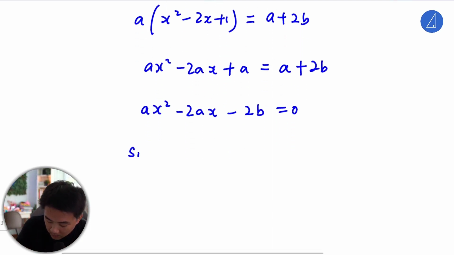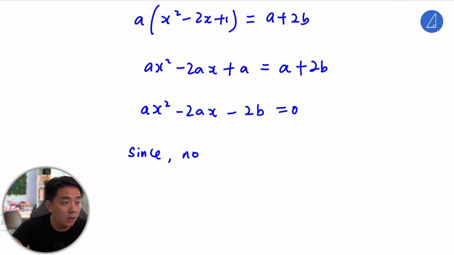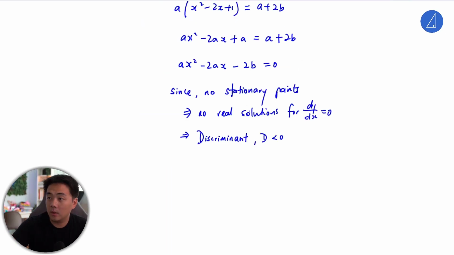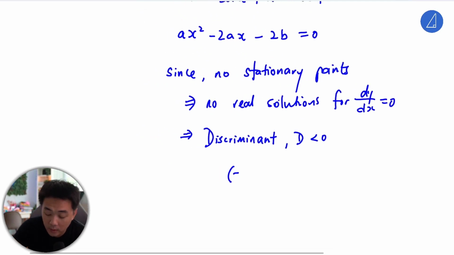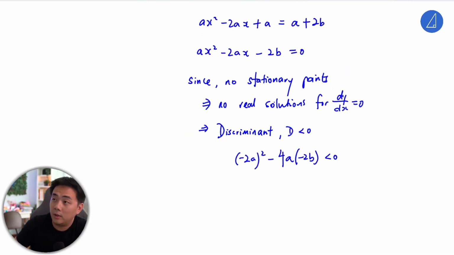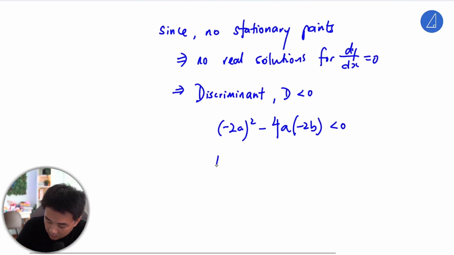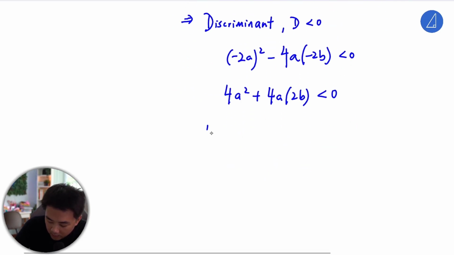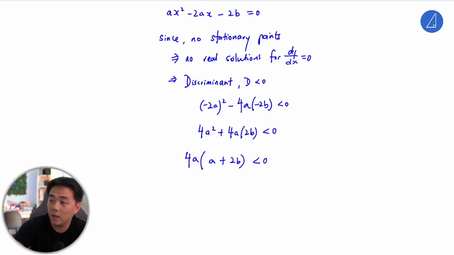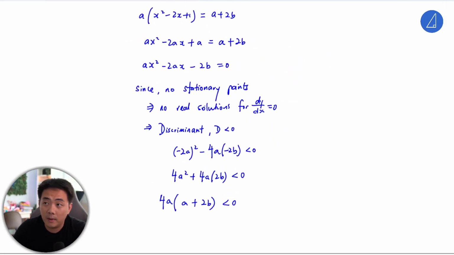So since there is no stationary value, it just means no real solution for this equation. So the discriminant D is less than 0. In this case, b squared minus 4ac is less than 0. So there you go, this is what we need. This is 4a squared, and we factorize it out, then plus 8. Maybe I just put 4a, because I could factorize the 4a out. So this is 4a multiplied by a plus 2b is less than 0.